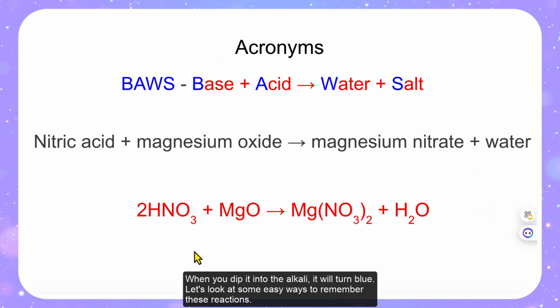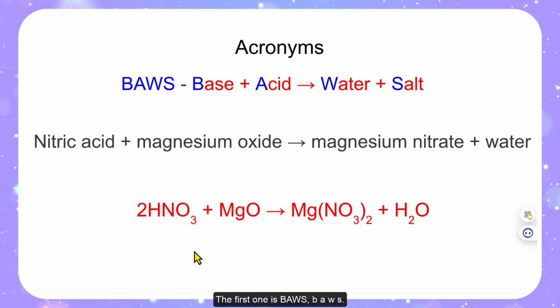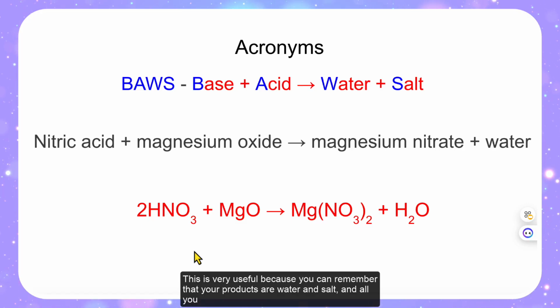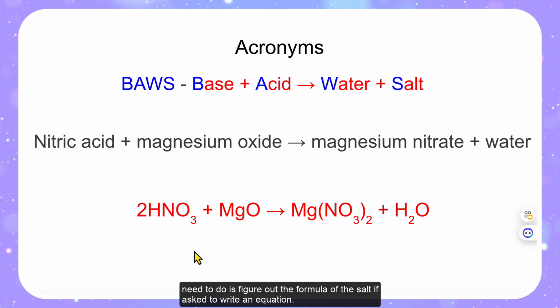Let's look at some easy ways to remember these reactions. The first one is BAWS, BAWS. That stands for base plus acid makes water plus salt. This is very useful because you can remember that your products are water and salt, and all you need to do is figure out the formula of the salt if asked to write an equation.